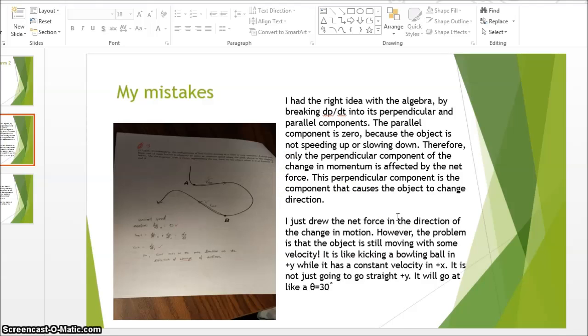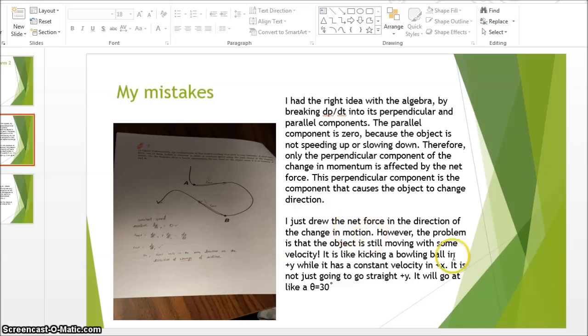Basically, we have a constant velocity, and we have this object that's moving. What I did is I used the momentum principle. I had the right idea with the algebra by breaking up dp dt into its perpendicular and parallel components. The parallel component is 0 because the object is not speeding up or slowing down, which the question tells us. Therefore, only the perpendicular component of the change in momentum is affected by the net force. This perpendicular component is the component that causes the object to change direction. So we're only concerned with the thing that's causing the ball to change direction. That's all we want to draw, the force that makes it change direction.